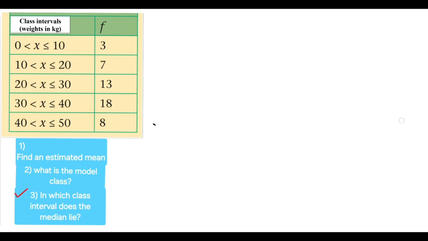Now the third question says, in which class interval does the median lie? Now we need to find the median class. So we're going to use this formula. Must remember the total frequency is 49. We already counted earlier, this total summation fi is 49. You must remember summation f is equal to n in grouped data.